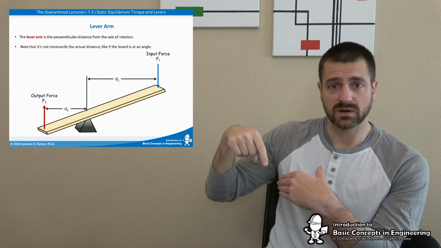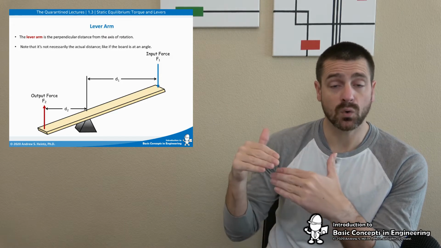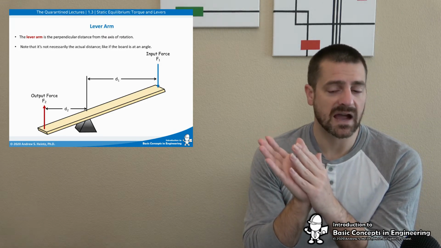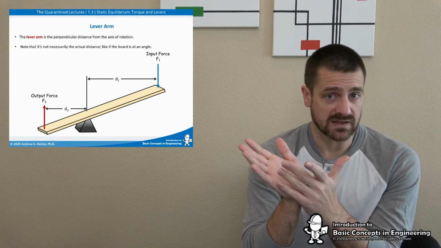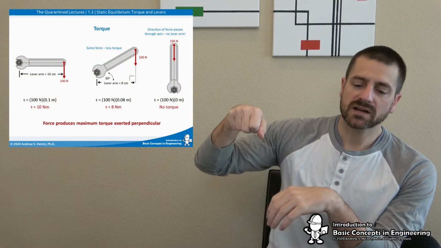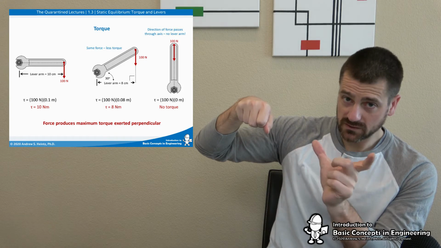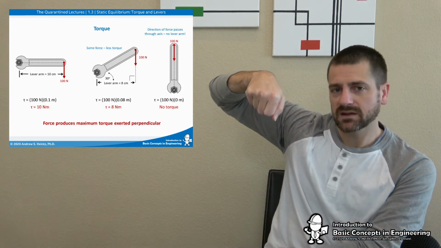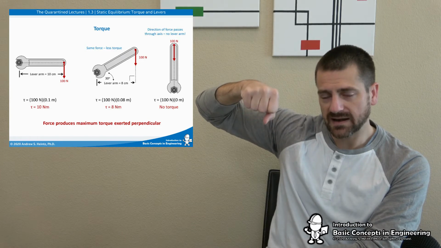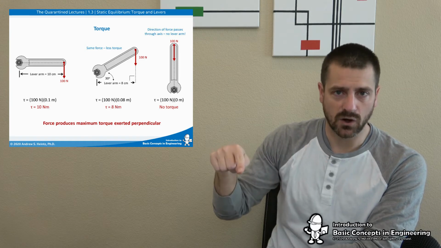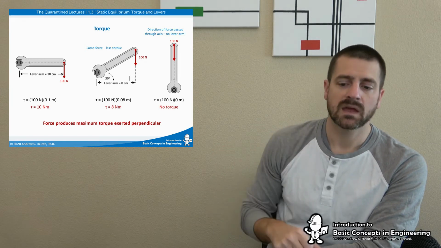In this case, when it's going down, the actual lever arm is going to be shorter than the actual length of the board. So remember, that is important, that it's not necessarily the actual distance if the board is at an angle, for example. So what we're looking at in this example is a wrench on a nut. Remember, the lever arm is perpendicular to the force, right? So in the case of the wrench, if we were at 90 degrees, pressing down on that wrench straight, we would be able to use the entire lever arm of the wrench.